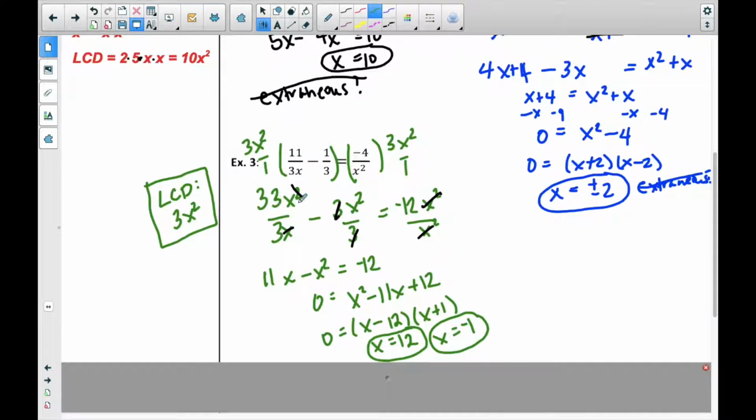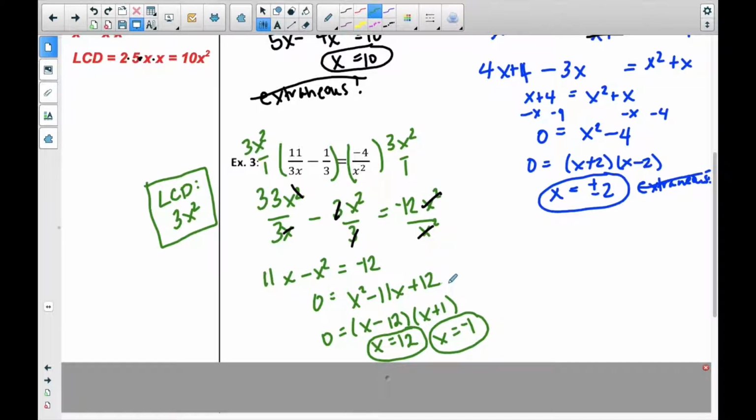When I distribute it, I got 33x squared over 3x minus 3x squared over 3 equals negative 12x squared over x squared. Those reduce and simplify down to 11x minus x squared equals negative 12. I set that equal to 0, so I move those two over to the right, and I have to factor this.